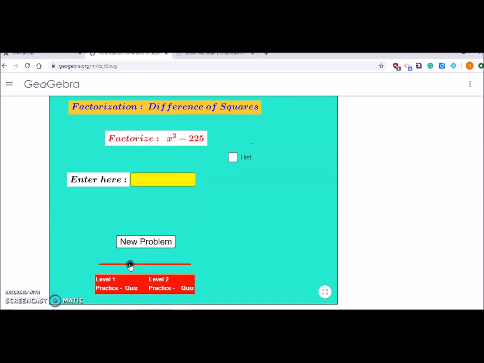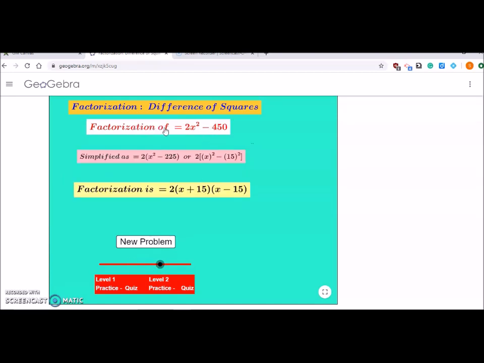Let's try the second category, where we have something in front, like 2 times x square minus 450. If something is common, we should take that common. For example, in this, 2 is common. If you divide everything by 2, you will get x square minus 225, which is 15 square. So the factorization will be 2 times x plus 15 and x minus 15. Look at this, 5 and 20. 20 divided by 5 is 4. You can see the factorization, and in this case it was 144.